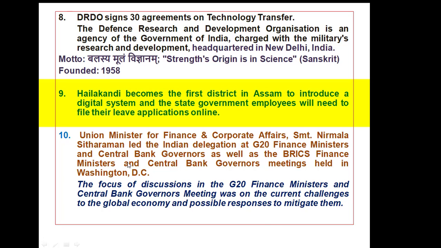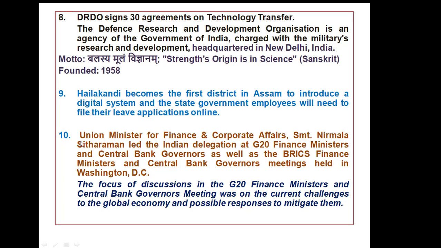Next, and this is very important. Hailakandi becomes the first district in Assam to introduce a digital system, and the state government employees will need to file their leave application through the digital online system. Clear? So Hailakandi is the first district where this digital system for online leave application is being started.